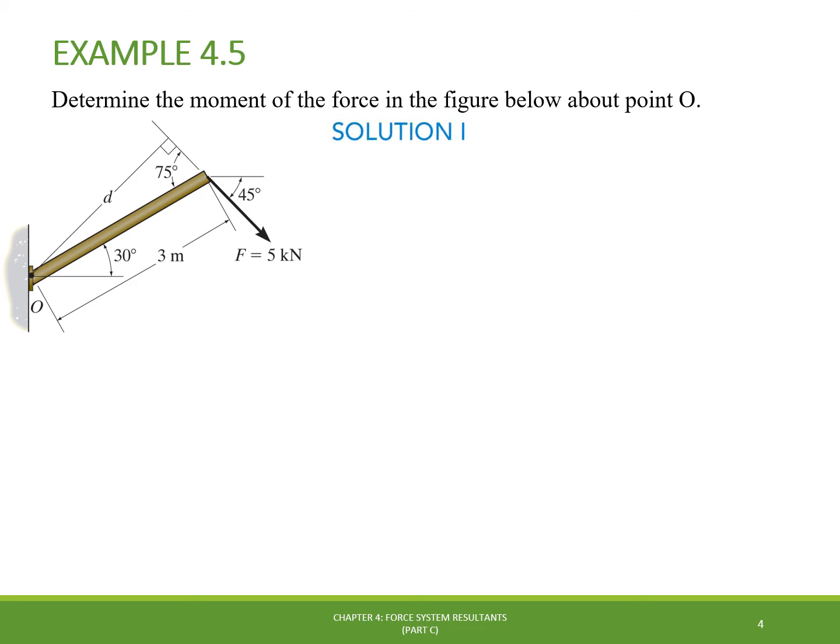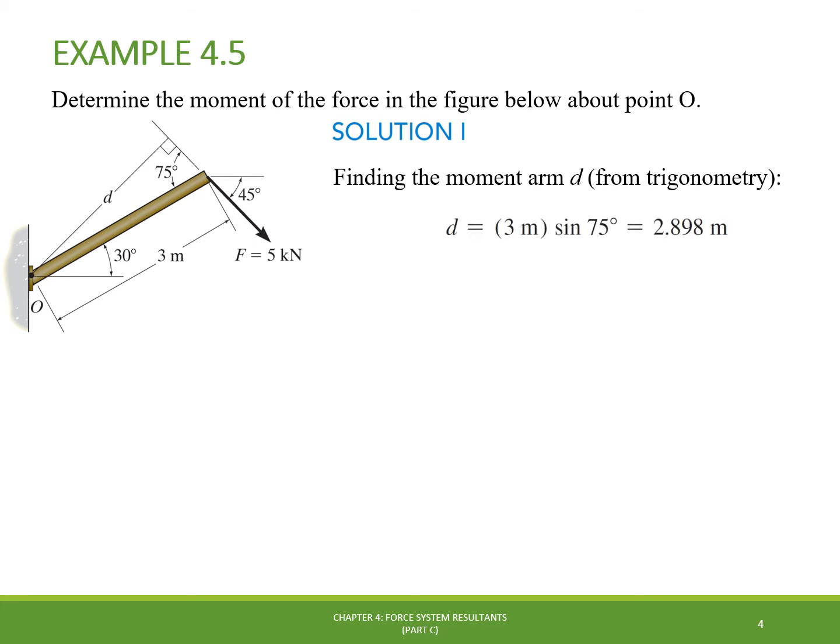One way to solve this problem is through the calculation of the moment arm d from trigonometry. From the problem data, we can easily get it from the sine of the 75 degrees angle multiplied by the length of the bar, which results to 2.898 meters. Then, we can calculate the moment by simply multiplying the given magnitude of the force by the moment arm d and find the answer of 14.5 kilonewton-meters clockwise, which according to the right-hand rule makes the moment directed into the page.